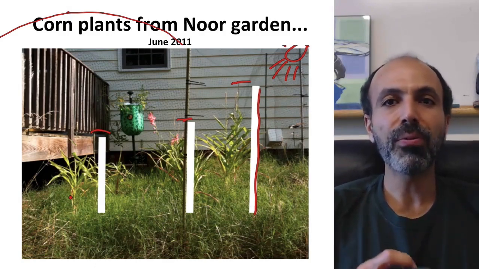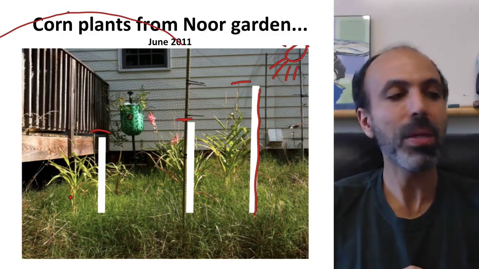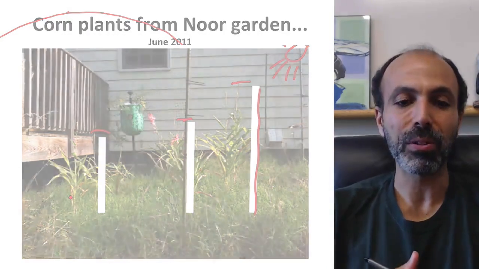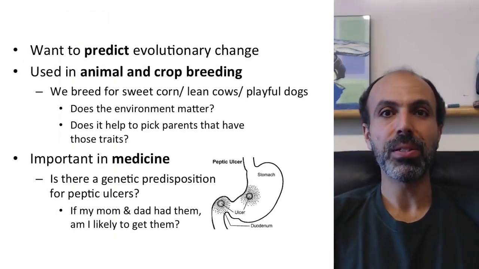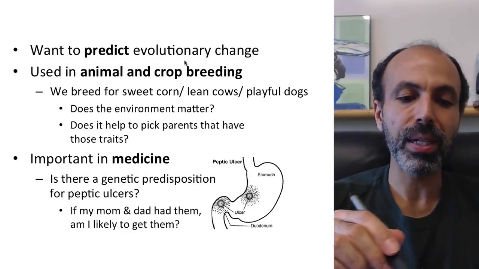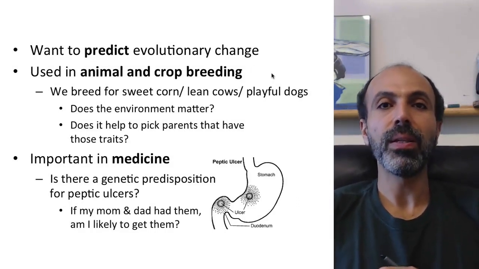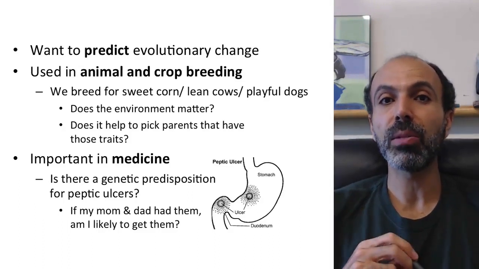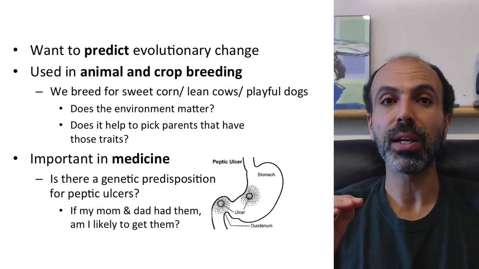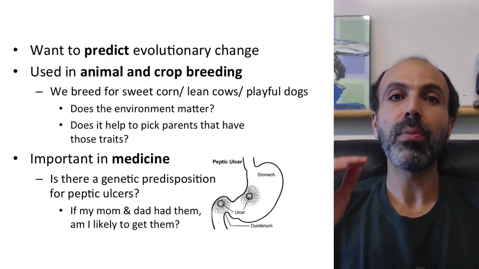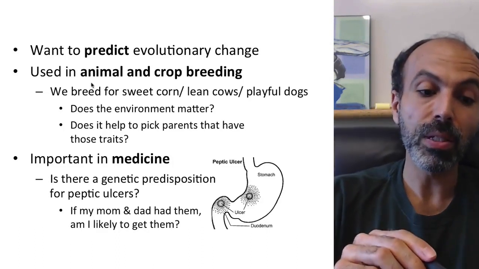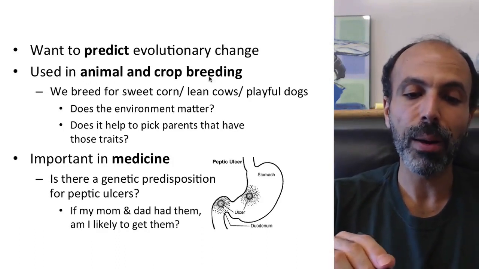But how do we quantify this? And more fundamentally, why do people even care? Why do people want to quantify whether there's a genetic versus environmental component? Well, there's a lot of reasons. As you'll see later in the class, we want to be able to predict evolutionary change, right? And evolutionary change requires that there's some sort of genetic component. You can't have evolution by natural selection unless there is some hereditary basis to the traits that are being selected. Okay? This is often also used in animal and crop breeding.